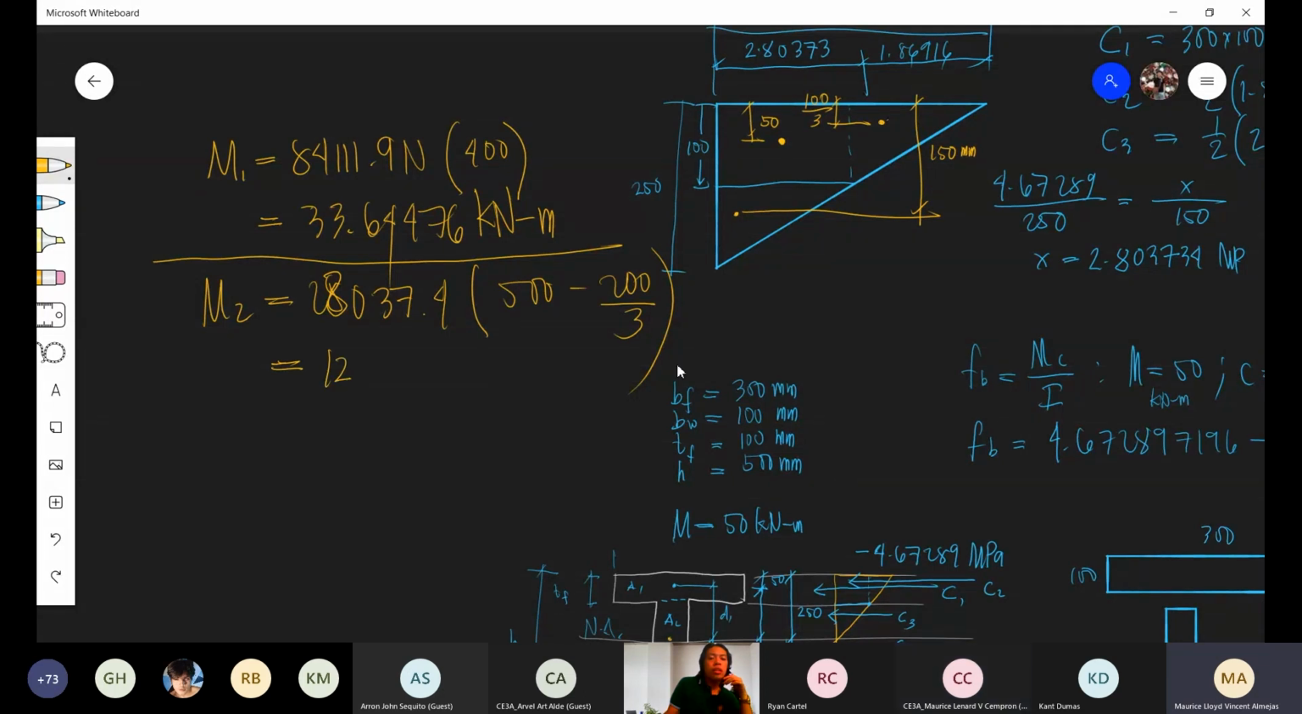Because the resulting unit is in newton-millimeter, so it's in kilonewton meter. 14954.